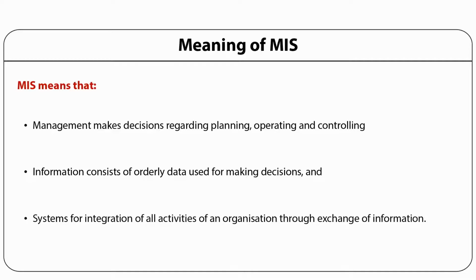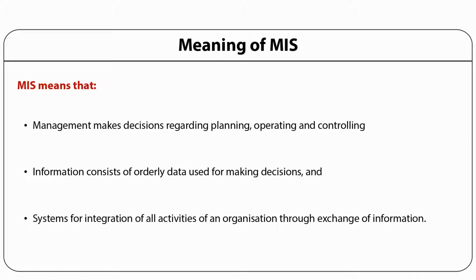Systems are for integration of all activities of an organization through exchange of information. A system is defined as a set of elements which are joined together to achieve a common objective. The elements are interrelated and interdependent. Thus, every system is said to be composed of subsystems. A system has one or more subsystems.